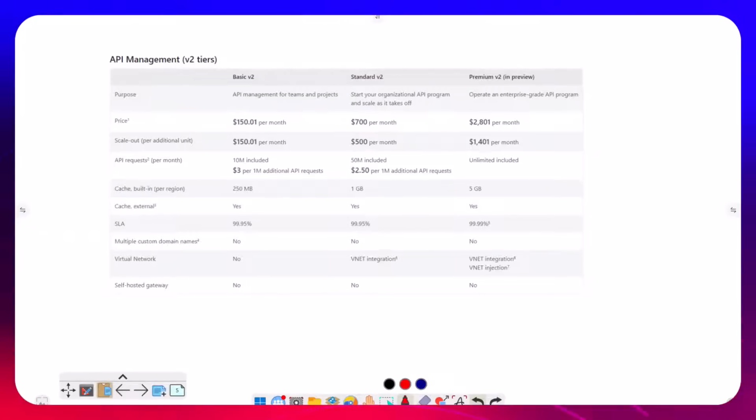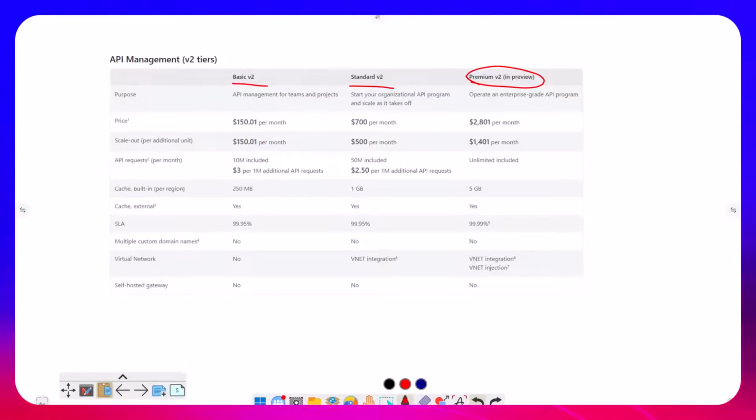So I think this throws up a couple of questions. If you're new to API management, if you're at the right scale, you're probably going to jump into either basic or standard. At the minute, premium's in preview, so unless your attitude to risk is pretty aggressive, you're probably not going to use that in production yet.